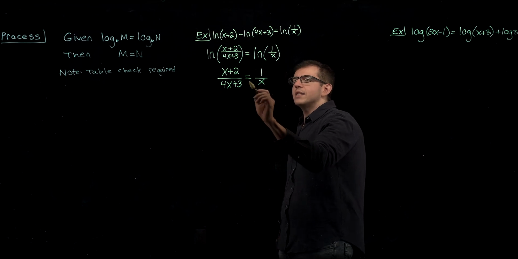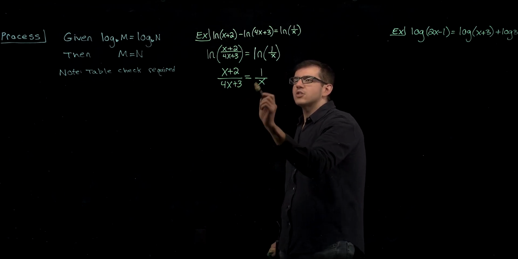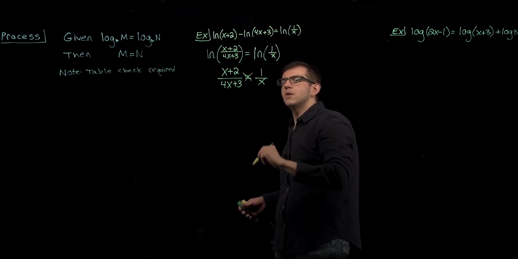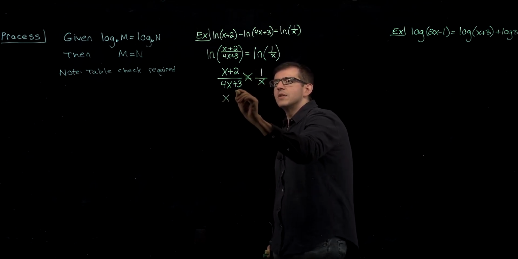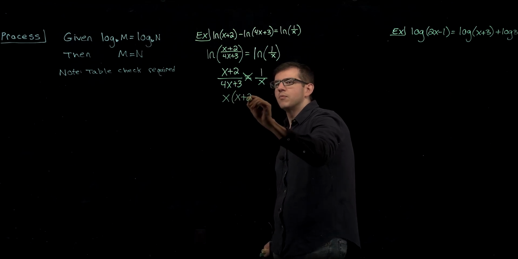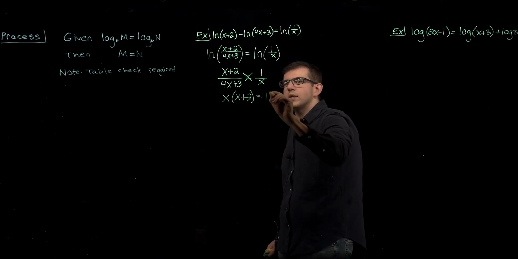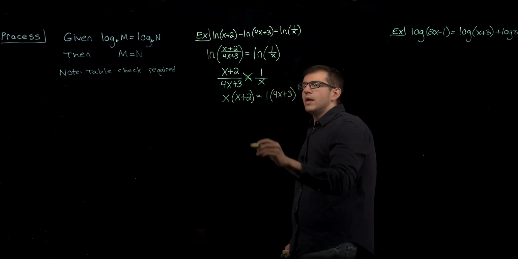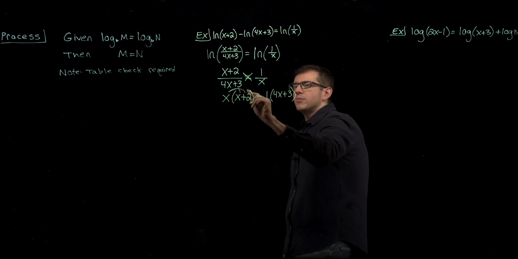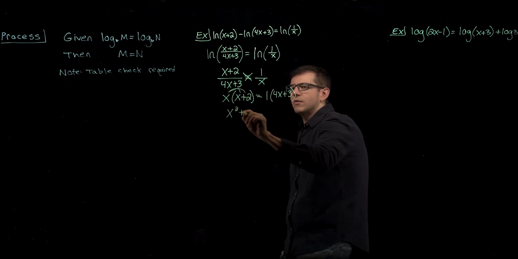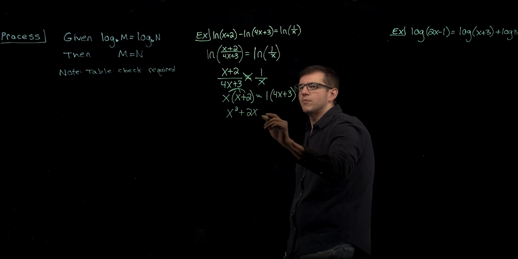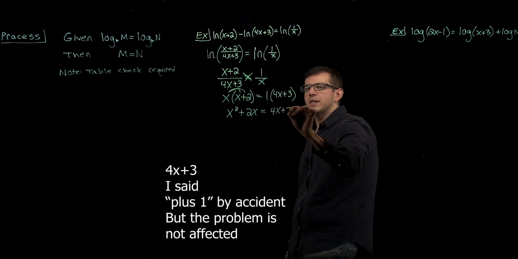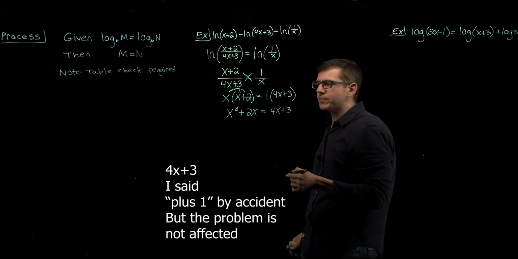We could either find the least common denominator between these 2 fractions and multiply it to each side, or we could just cross multiply, like so, which gives us x times x plus 2 is equal to 1 times 4x plus 3. And distributing in each case, we'll distribute the x to get x squared plus 2x is equal to 4x plus 3, as anything times 1 is just itself.